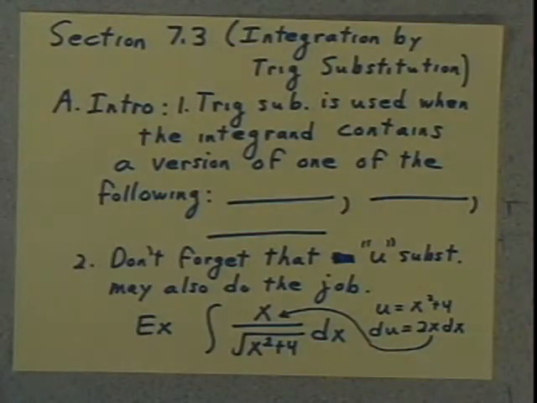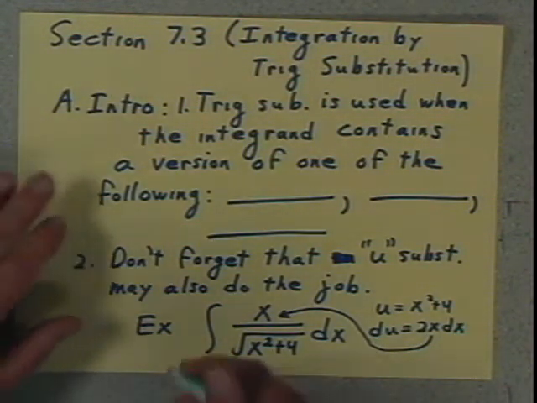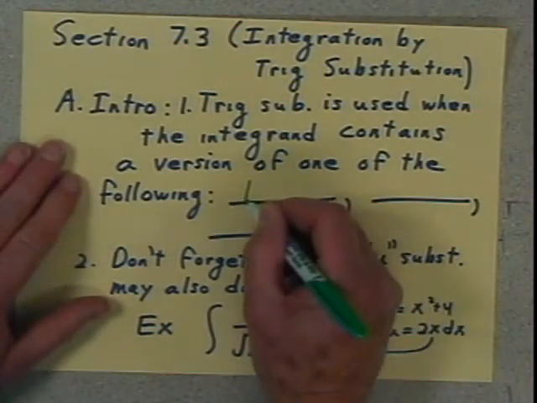Okay, we're gonna head back to 7.3. Remember, the topic is integration by trig substitution, and this is what we've done so far. We started with the introduction. We said trig sub is used when the integrand contains a version of one of the following. You remember what they were? They were all radicals.